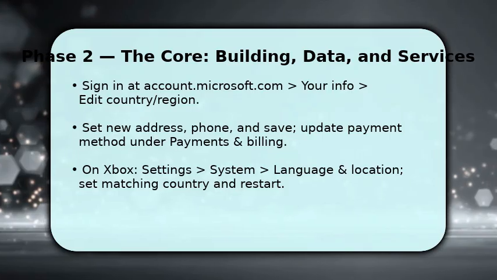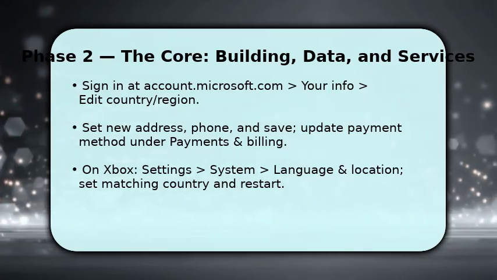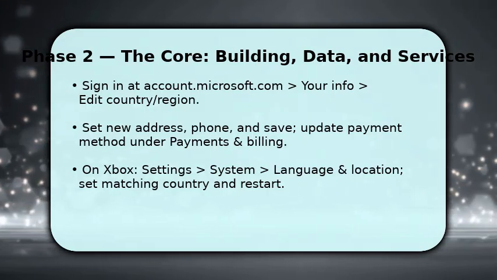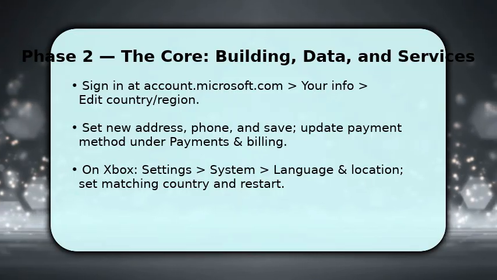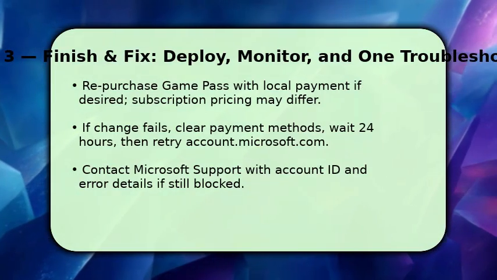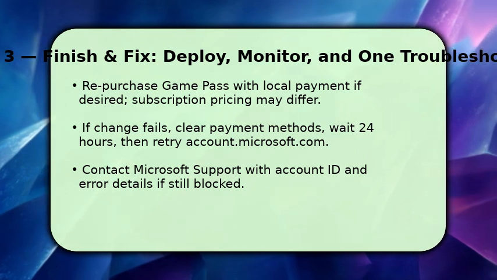Then on your Xbox, go to Settings, System, Language and Location, and change the console location to match. Restart the console so the new country settings take effect and link across services. Finish by buying Game Pass from the new region using the local payment method. Note pricing and catalog differences.